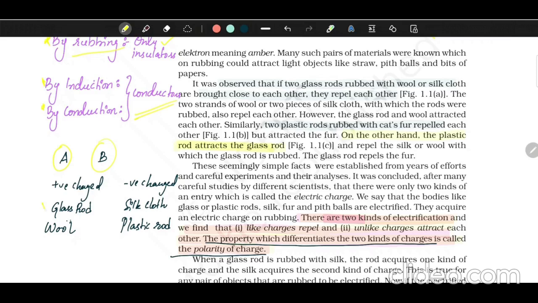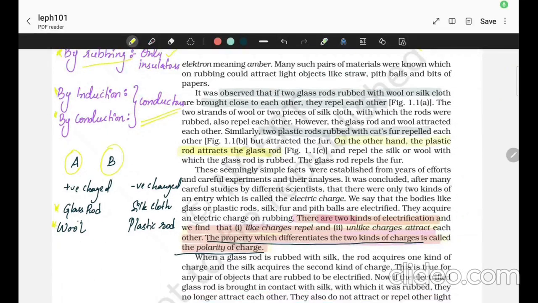So two main cases are there. One, when a glass rod is rubbed with a silk cloth, the glass rod will get positive charge and the silk cloth will get negative charge. And when you rub a plastic rod with wool or a woolen cloth, positive will be for the woolen cloth and the plastic rod will be negatively charged. So these two are the cases that we are dealing with in the textbook.